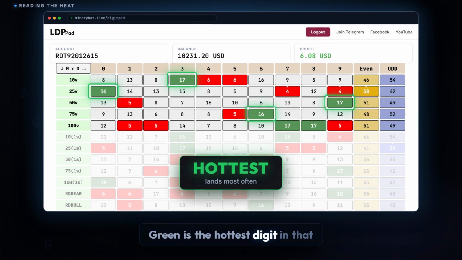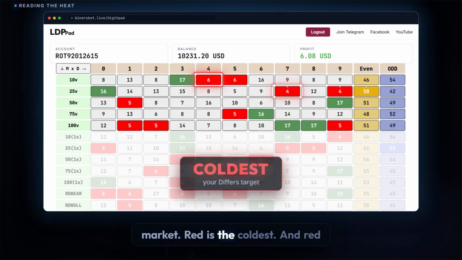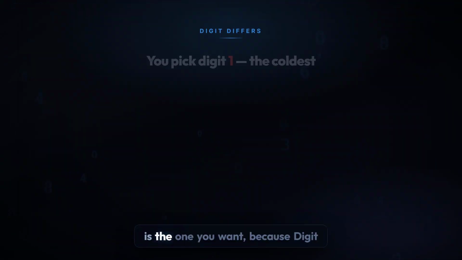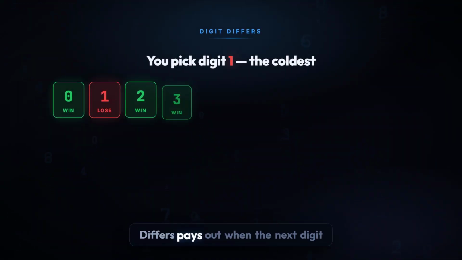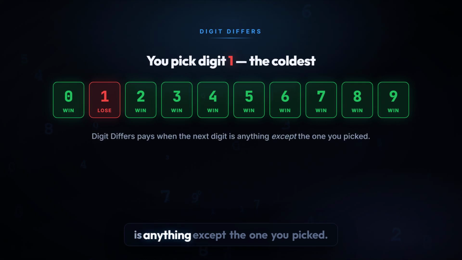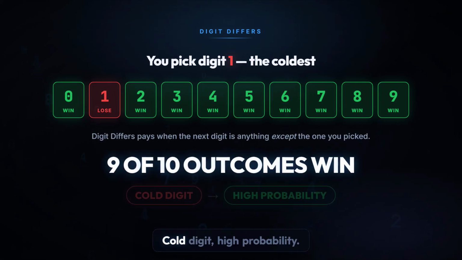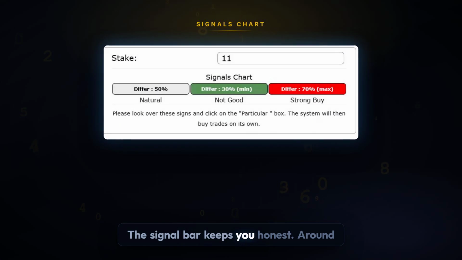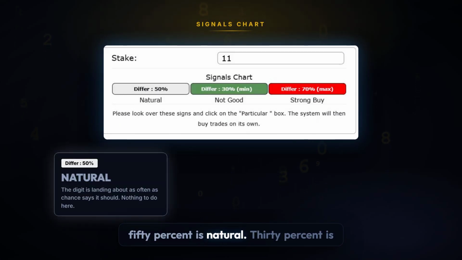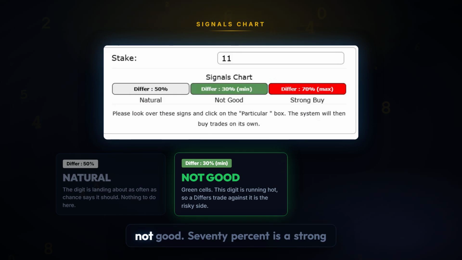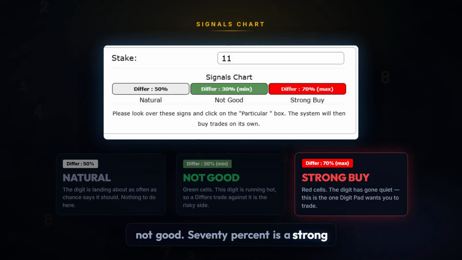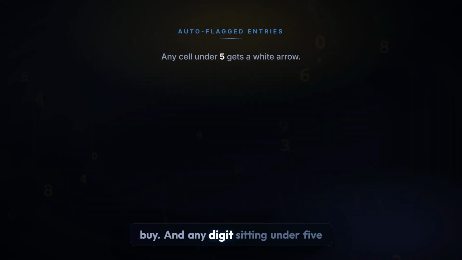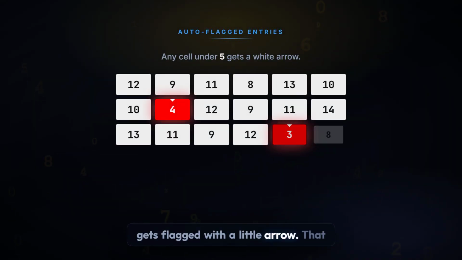Green is the hottest digit in that market. Red is the coldest. And red is the one you want because digit differs pays out when the next digit is anything except the one you picked. Cold digit, high probability. The signal bar keeps you honest. Around 50% is natural, 30% is not good, 70% is a strong buy. And any digit sitting under 5 gets flagged with a little arrow.